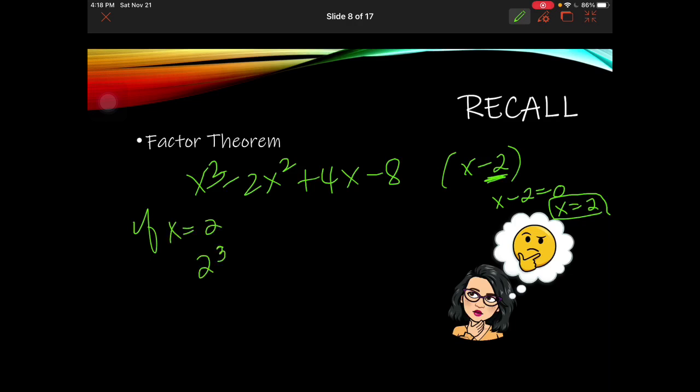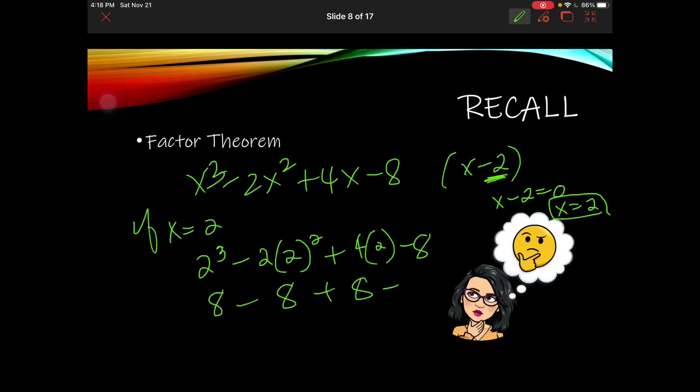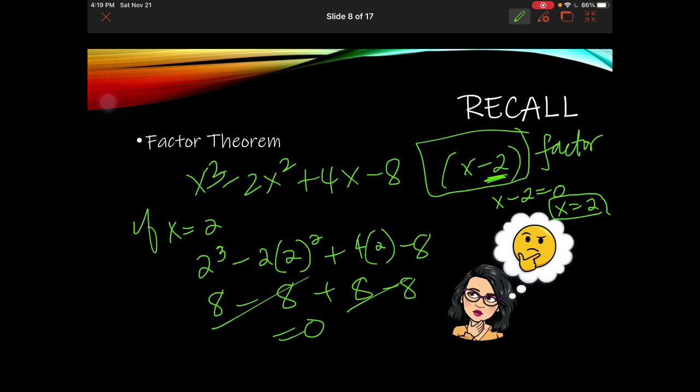So, now, if x is equal to 2, we will now substitute it in our polynomial. We will get 2 cubed minus 2 squared plus 4 times 2 minus 8. So, ano pong makukuha natin? We will get 8 minus 8 plus 8 minus 8. So, kung mapapansin nyo po, magka-cancel out lang po yung mga yan. We will get 0. And because we got 0, that means this is a factor.